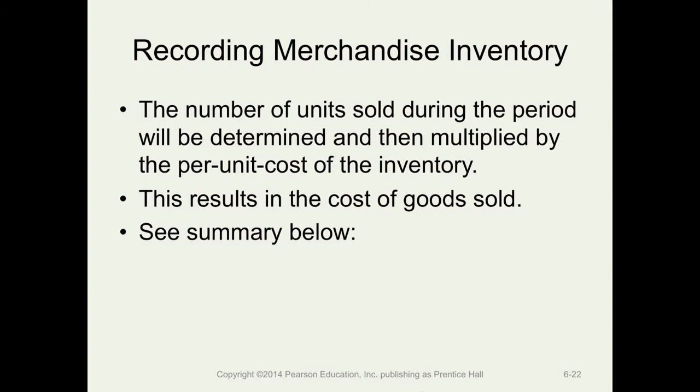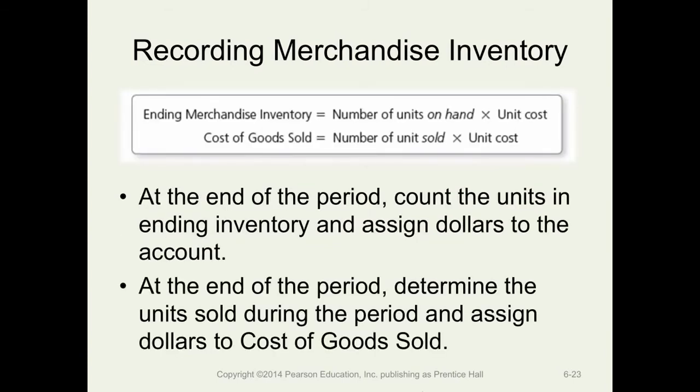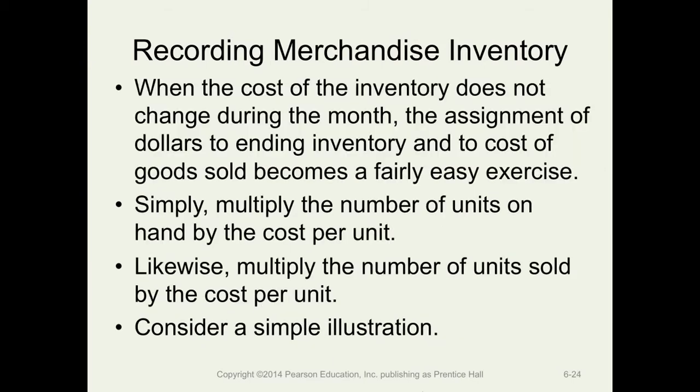Now, in summary, again, as we've seen, ending merchandise inventory is units on hand times that unit cost, and cost of goods sold is going to be the number of units that we sell multiplied by that unit cost. Now, at the end of the period, again, physically count the units to verify a perpetual record or determine the ending inventory if it's periodic. And the same thing will happen with the COGS, or the cost of goods sold.